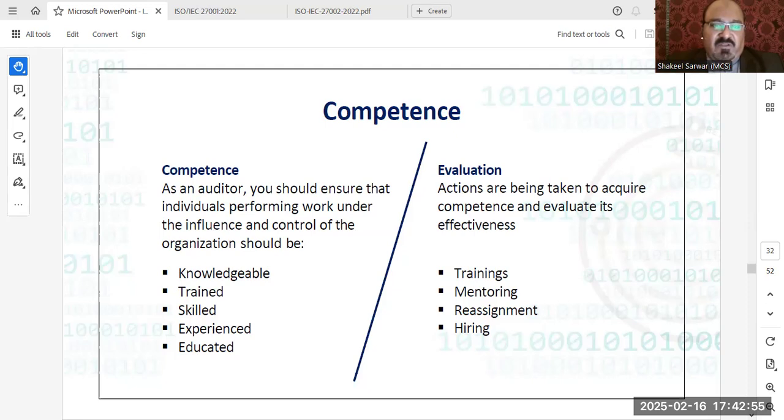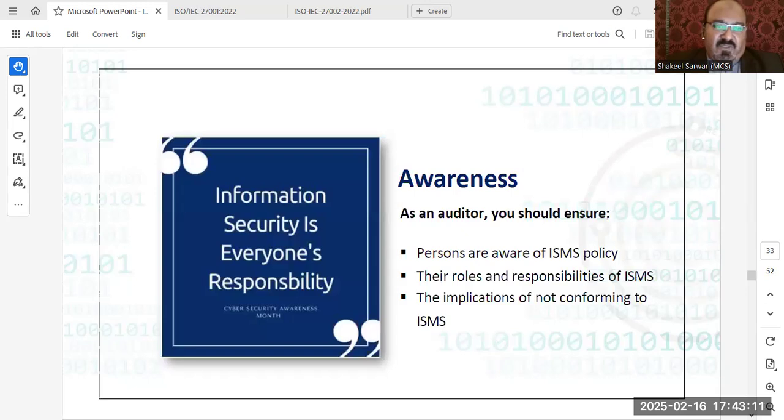Competences are determined. Appropriate training or other actions such as job assignment, hiring, etc., are carried out to satisfy competence requirements. Evaluation of the effectiveness of actions such as training is conducted. Documented information of competences and their evaluation, education, training, skills, and experience is maintained. As an auditor, you should ensure that all relevant personnel are aware of the relevance and importance of their information security activities and how they contribute to the achievement of ISMS objectives.